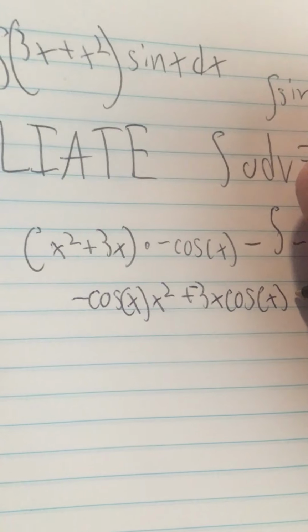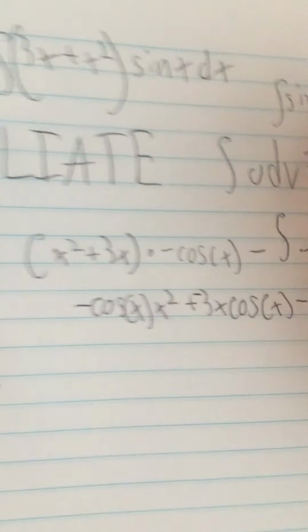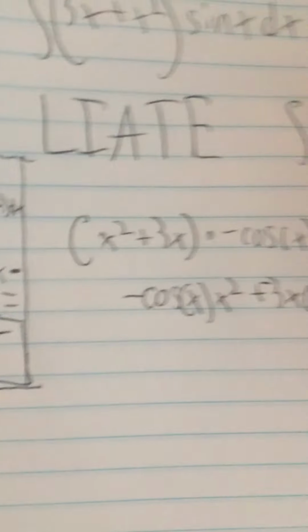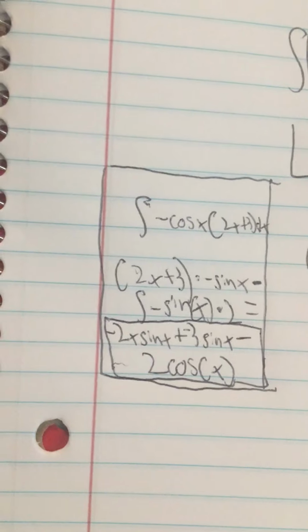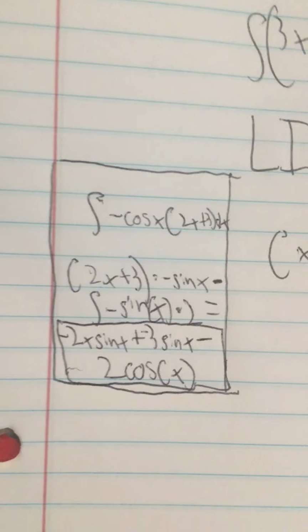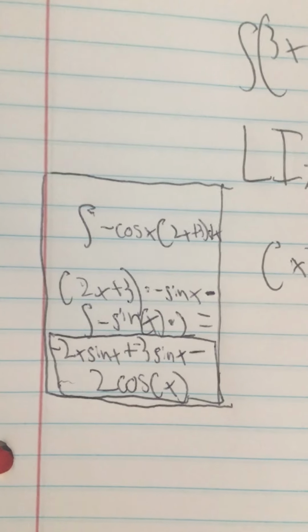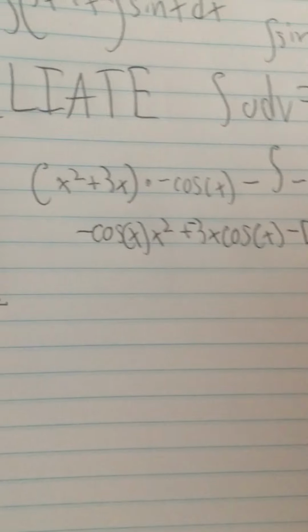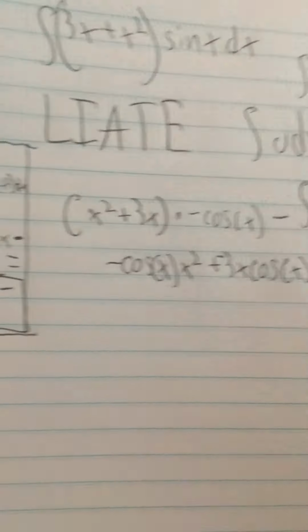And then we're going to do minus, and now, because we already did this integral over here, we're going to do minus negative 2x sine of x minus 3 sine of x minus 2 cosine x. And there we go. It's a little smushed at the edge of the page there. But all these negatives are going to become positives because we're distributing this negative sign.